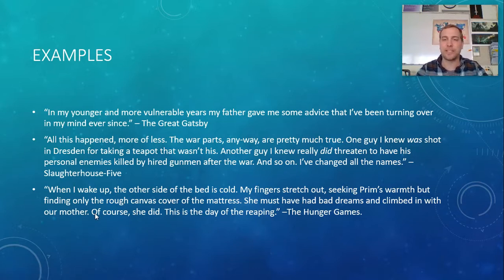My fingers stretch out, seeking Prim's warmth, but finding only the rough canvas cover of the mattress. She must have had bad dreams and climbed in with our mother. Of course she did. This is the day of the reaping.